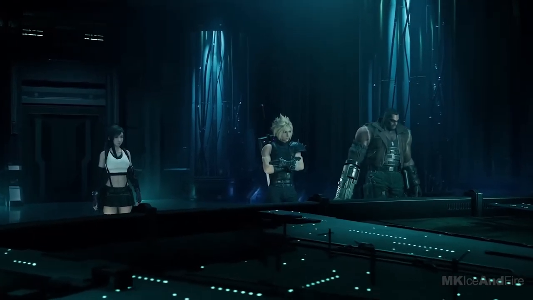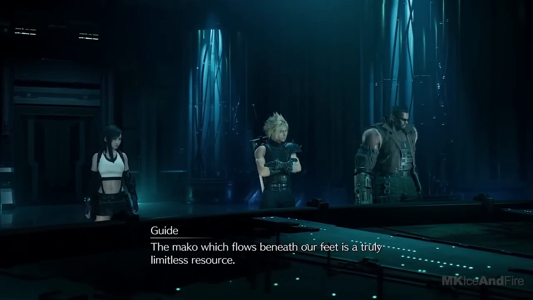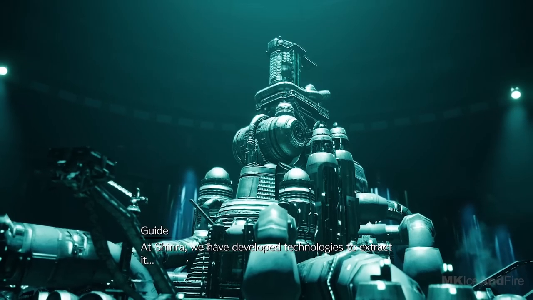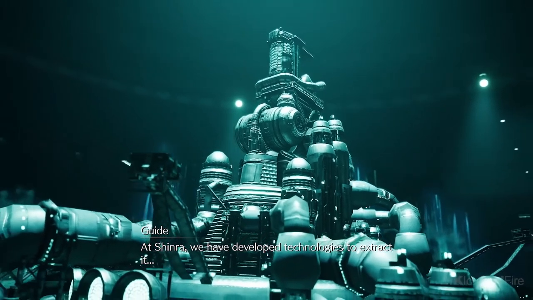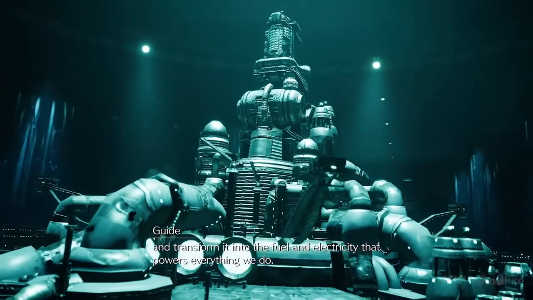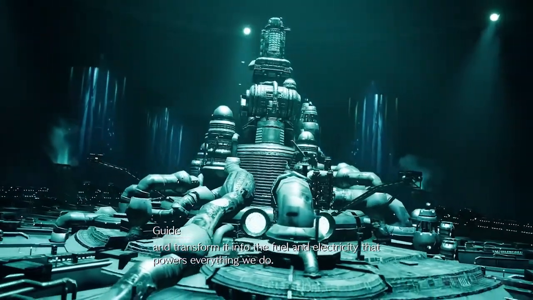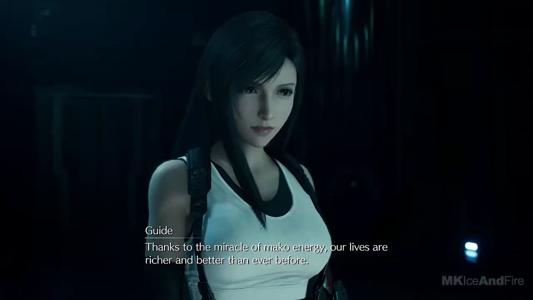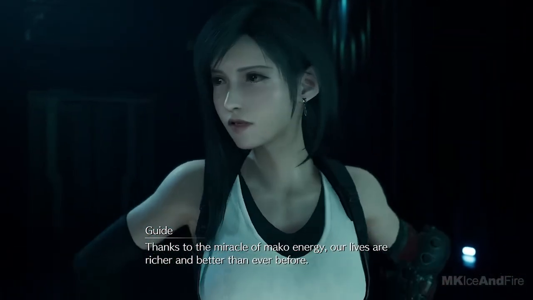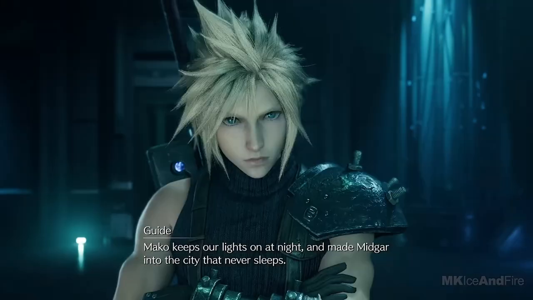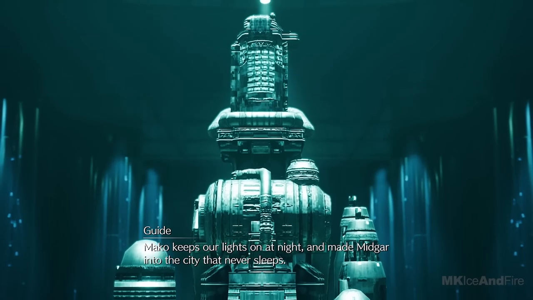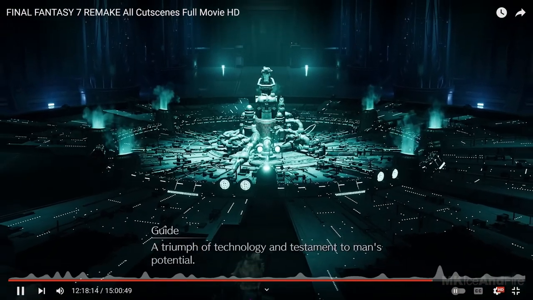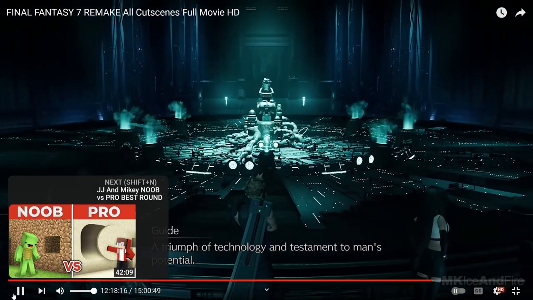The Mako, which flows beneath our streets, is a truly limitless resource. At Shinra, we've developed technologies to extract it and transform it into the fuel and electricity that powers everything we do. Thanks to the miracle of Mako energy, our lives are richer and better than ever before. Mako keeps our lights on at night and made Midgar into the city that never sleeps. A triumph of technology and testament to man's potential.